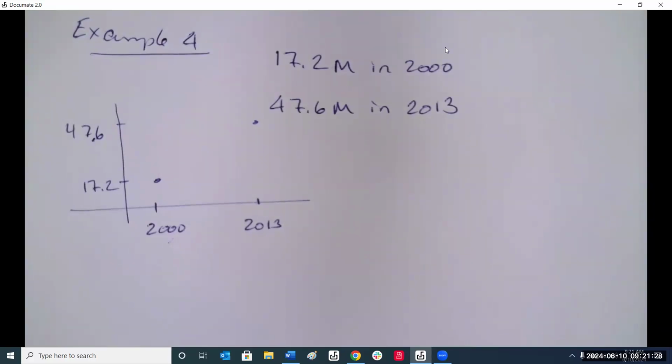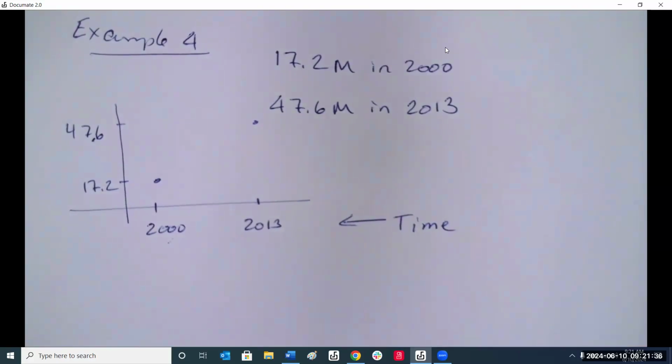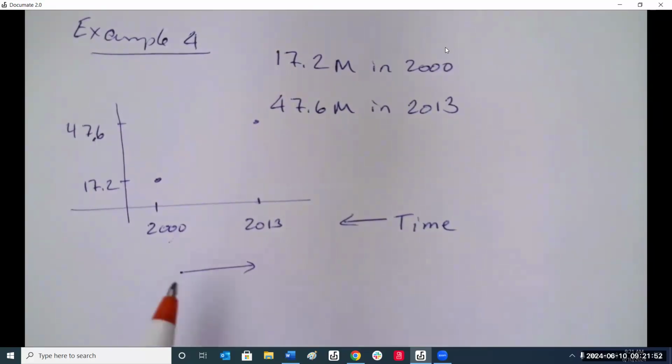It's easy. Whenever you deal with time, time always goes on the x-axis. Time is always an x-axis variable. The reason for that is it never stops. Remember the rise over run? The run always goes to the right. Time can never go backwards, so it always goes to the right. Another way you can think about it: what's the dependent variable? What affects the other? The year affects the number of people.